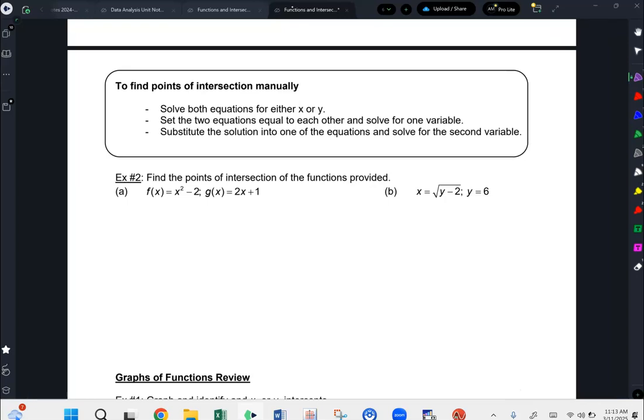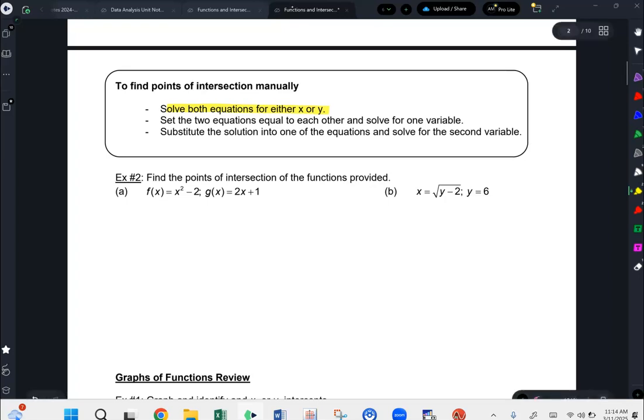If you're not given a calculator, then we know that at that point, the x values are the same and the y values are the same. So you can either set the x's equal to each other and solve, or you can set the y's equal to each other and solve. To do that, you have to solve both equations for either x or y.